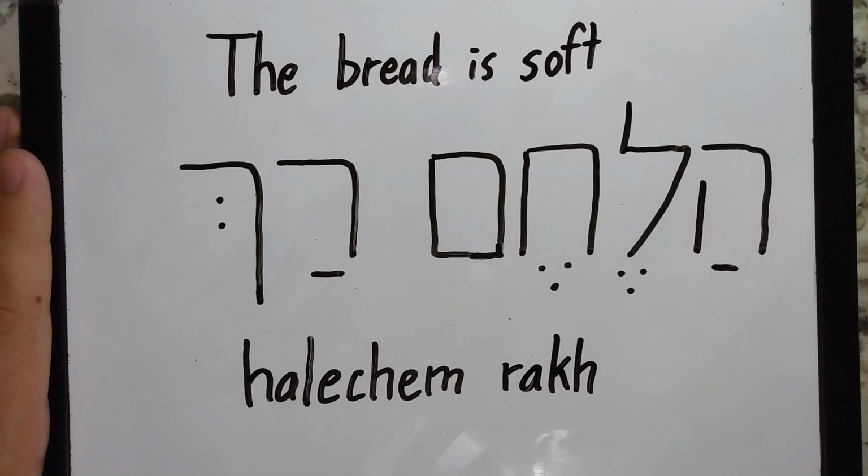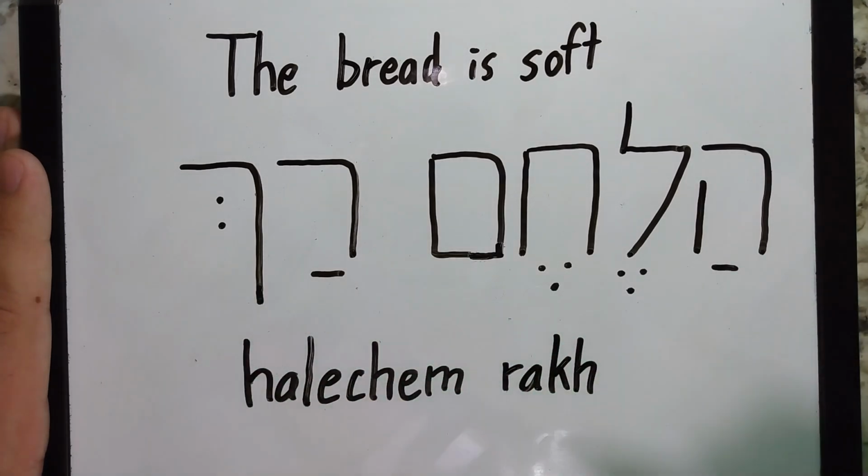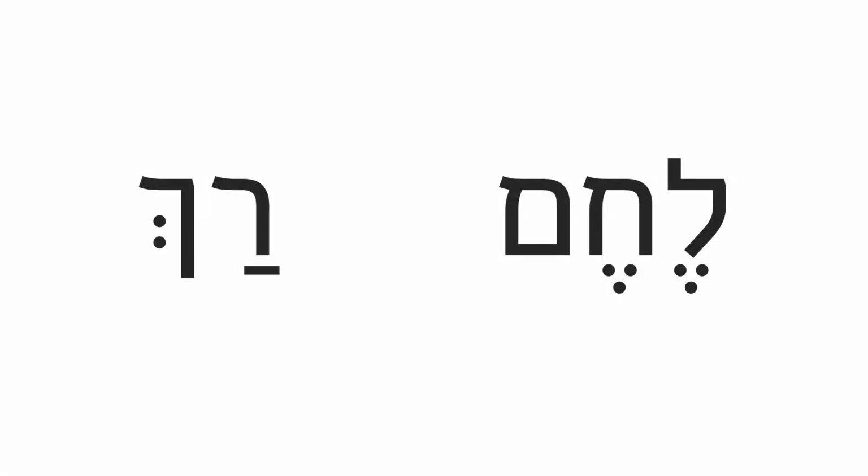To say this in Hebrew, we just say the bread, halechem, and rak, soft. Hebrew does not have a word for "is," and so that's all we have to say. Halechem rak. The bread is soft. And so those are 3 noun adjective structures using the words lechem, bread, and rak, soft.